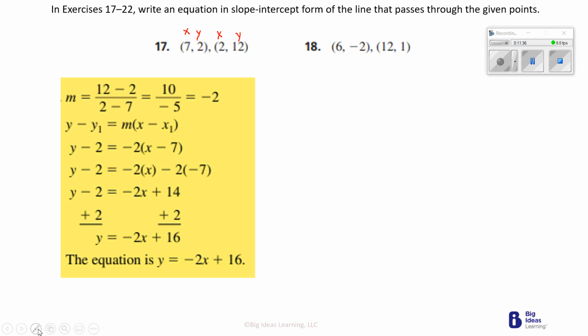Now we're going to distribute properties again. This will give us -2 times x, which gives us -2x, and -2 times -7, which gives us a +14. When we isolate y, we got to get rid of the -2, which means we'll add 2 to both sides. 14 plus 2 is 16, so y equals -2x plus 16. All right, number 18 is for you to do.